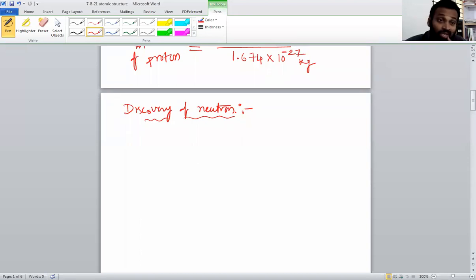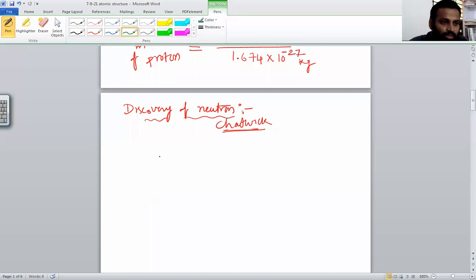But later on, Chadwick concluded that yes, the nucleus consists of two particles. One is proton, not exactly one proton, many protons. Protons in the nucleus and neutrons in the nucleus only. So who concluded? Mr. Chadwick. So this person, Chadwick, concluded what? Neutron. Neutron means neutral particle.